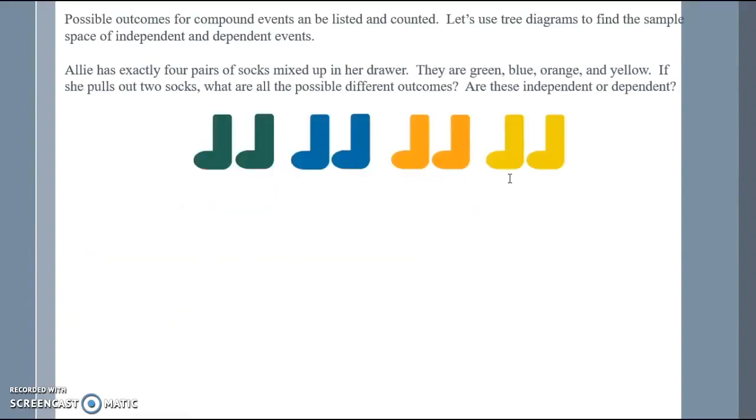Allie has exactly 4 pairs of socks mixed up in her drawer. They are green, blue, orange, and yellow. If she pulls out 2 socks, what are all the possible different outcomes? And are these independent or dependent?